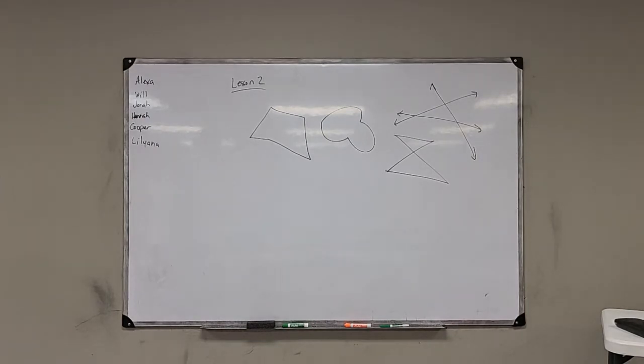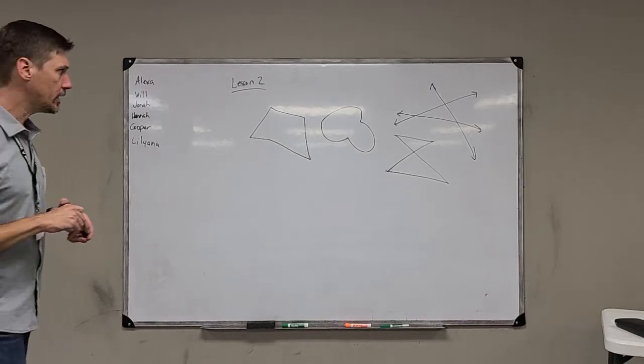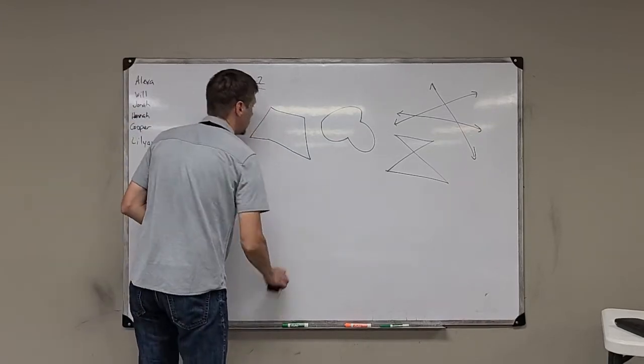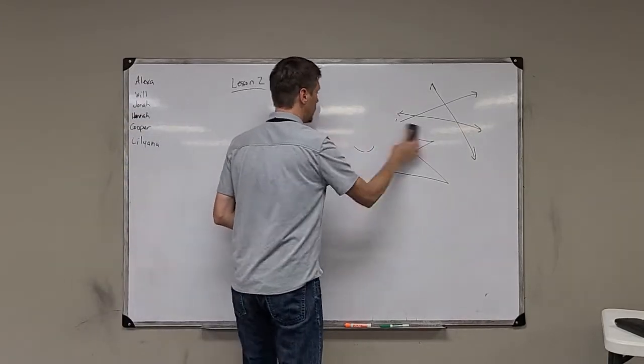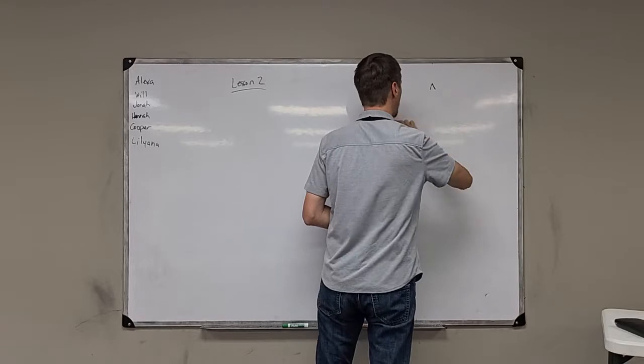So it wouldn't be a polygon if they intersect. It wouldn't be a polygon if they aren't closed. It wouldn't be a polygon if it's got curved sections on it, all right? But anything else, as long as it meets those different definitions, would be considered a polygon.